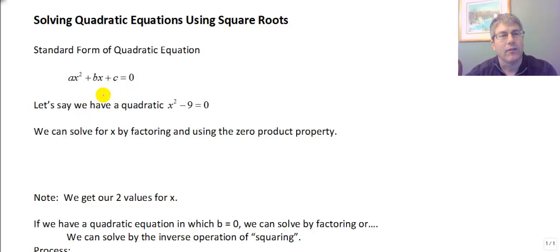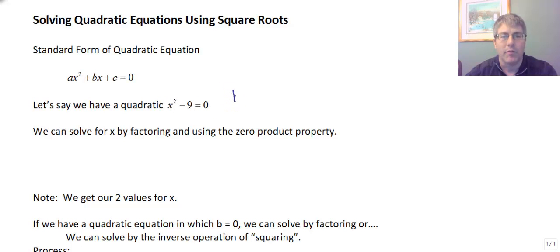So in the past, this was the format we needed in order to factor this. So let's say we have a quadratic that's x squared minus 9 equals 0. It's already in factorable form. We'll work with something here where b is 0, so we have no linear term. So we can solve for x by factoring and using the zero product property.